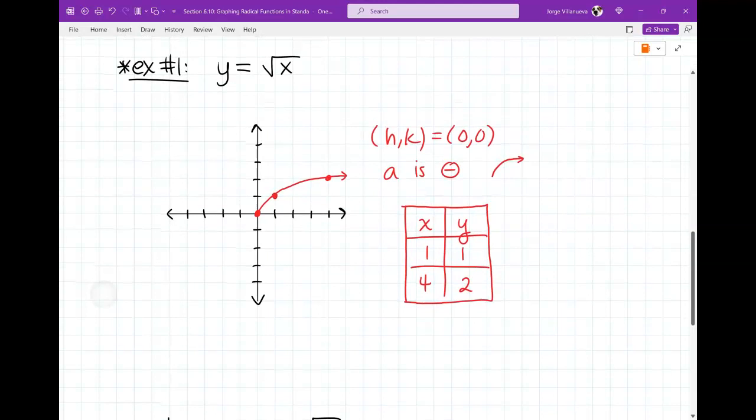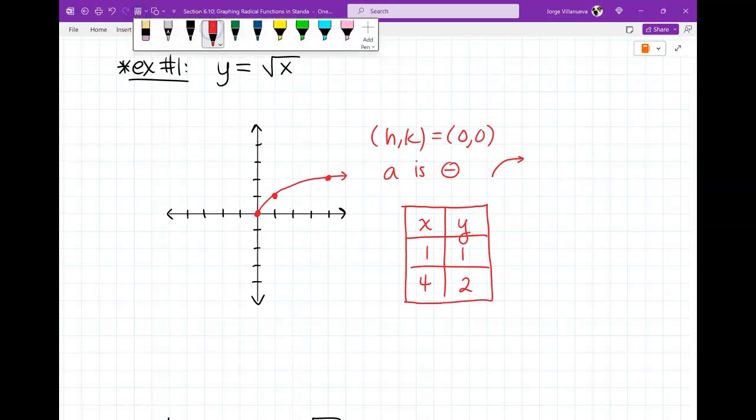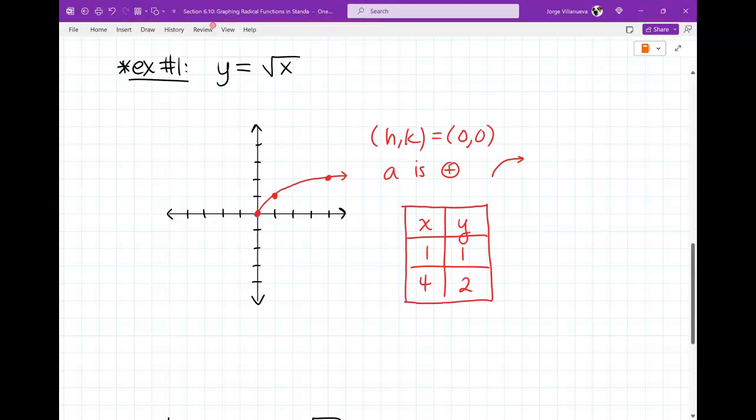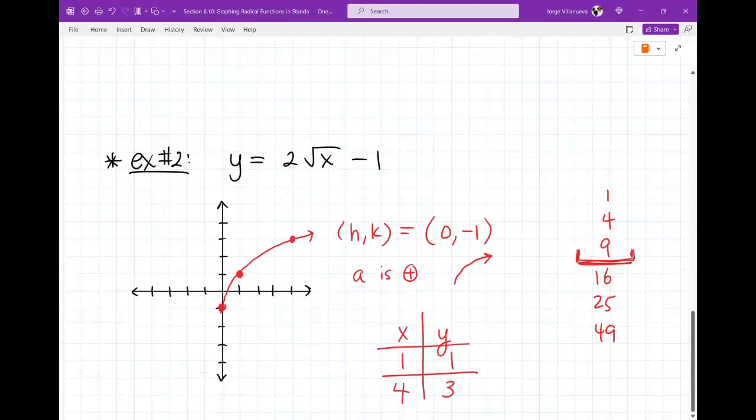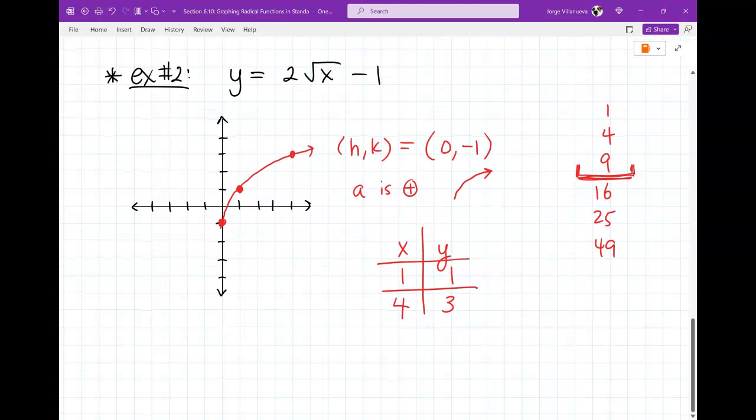Example 1. Oh, because I messed up. Thank you. A is positive. It's funny because I put negative, yet I drew it the right way, going upward. Brain fart, right? So yeah, thank you for that. A should be positive. We'll do a negative one in a bit, maybe after this.